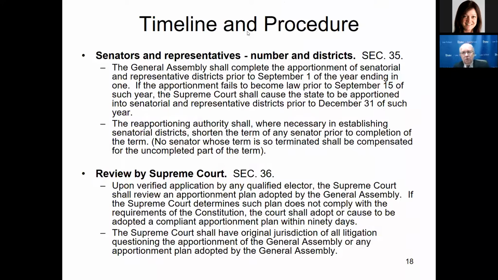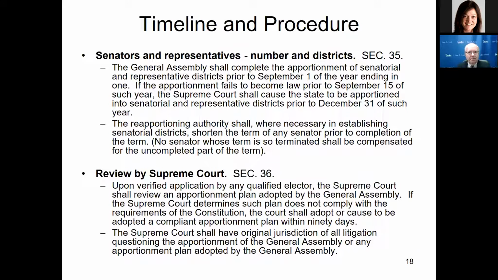Also important are 2 additional changes made in 1968. One of which, Article 3, Section 35, which is probably going to be implicated this year, provided that the General Assembly shall complete the apportionment of senatorial and representative districts prior to September 1. But if that apportionment fails to become law prior to September 15th, the Supreme Court shall cause the state to be apportioned in the senatorial and representative districts prior to December 31st of such year. And in doing so, the reapportioning authority shall be able to shorten the term of any senator prior to completion of the term.